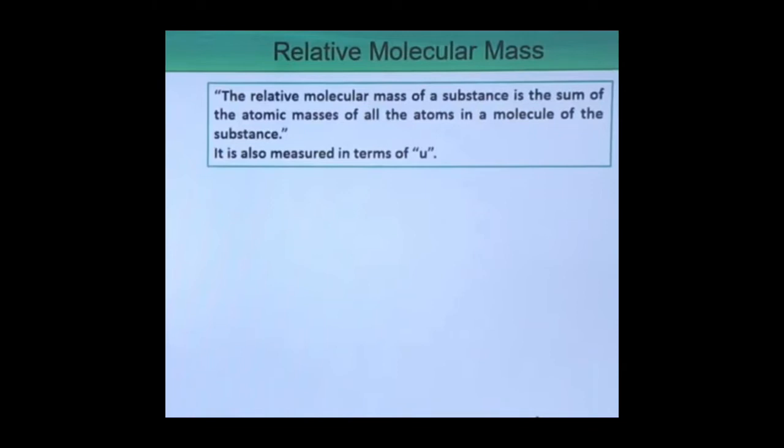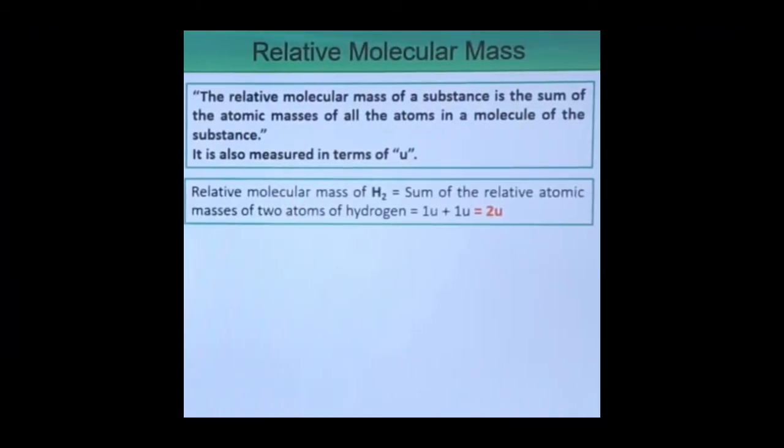Hence, the definition of relative molecular mass is: the relative molecular mass of a substance is the sum of the atomic masses of all the atoms in a molecule of the substance. It is measured in terms of U, which is unified mass.